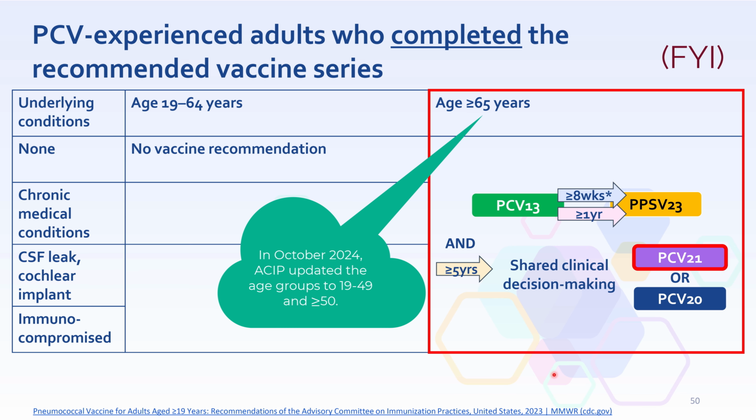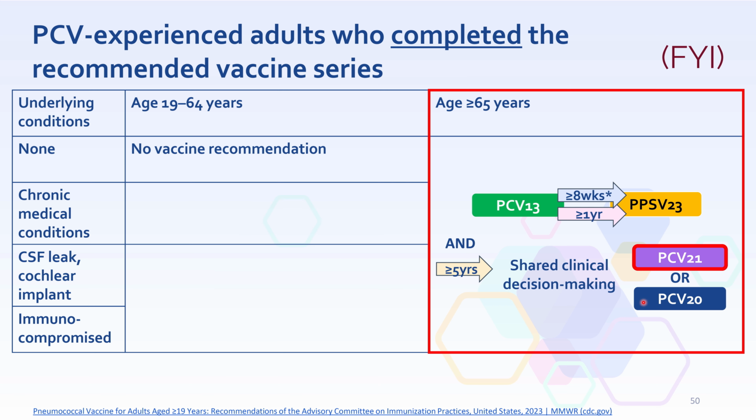Now, because PCV13 has been on the market for the longest time, the question is, what do we do for people who had previously completed their immunization schedule? So specifically for age 65 and older. So they got their PCV13 and they got their PPSV23. And these vaccines, the other ones were not available at the time. So they finished. What should we do now?